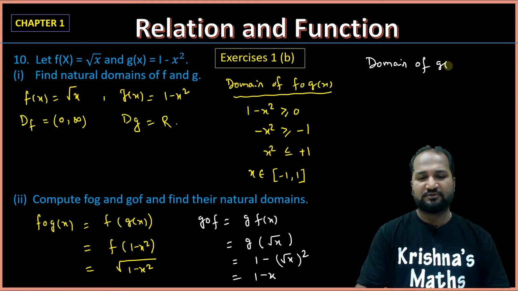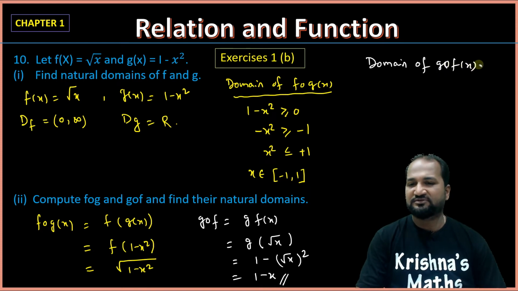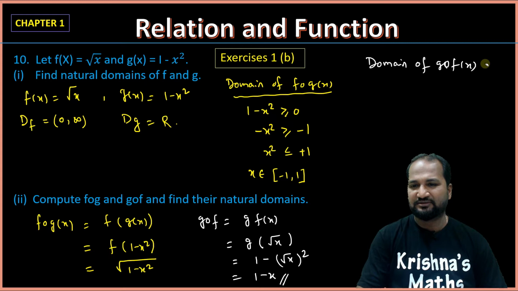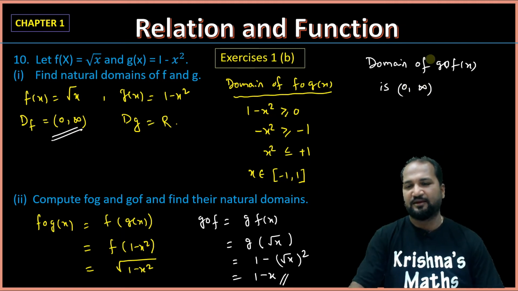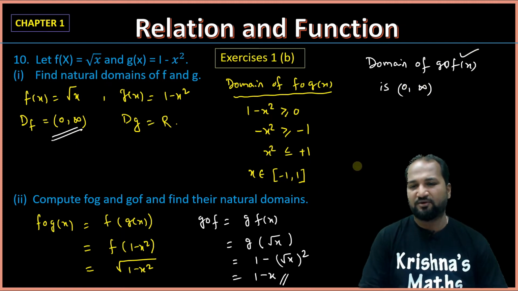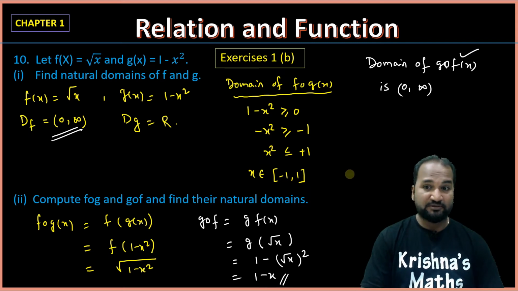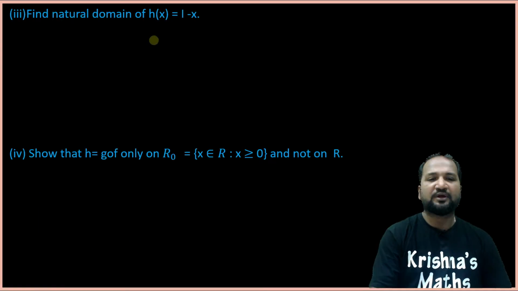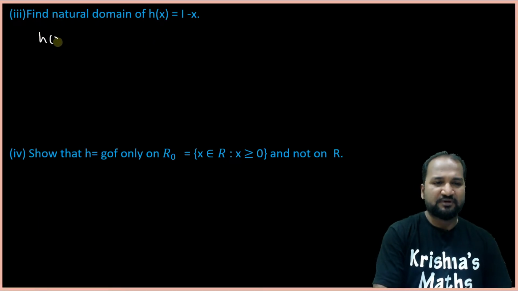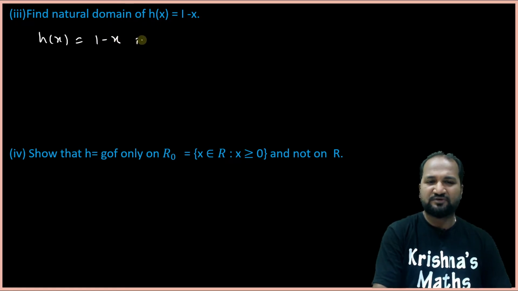And the domain of gof of x. Therefore the domain of gof of x is 0 to infinity, since the domain of f is 0 to infinity. Okay. Next question: natural domain of f of x. Natural domain of h of x, since it is 1 minus x, is always R.